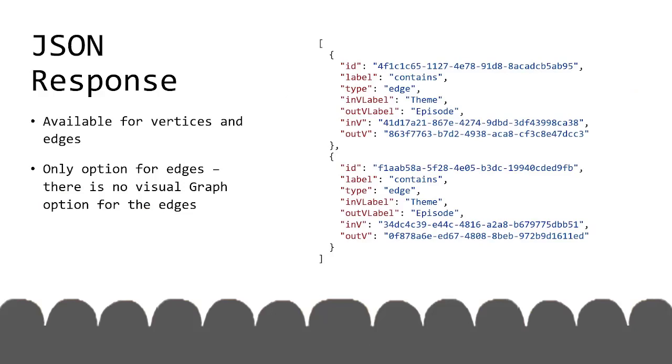When it comes to edges, there's not a cool way to see these edges. Unfortunately, you're stuck with JSON. The JSON response does come back for both vertices and edges. For edges, that is the only option. You'll notice here that we have various fields. We talk about the in and out. Notice inV because we're looking at edges, and outV. So we have an episode and it's going into a theme.